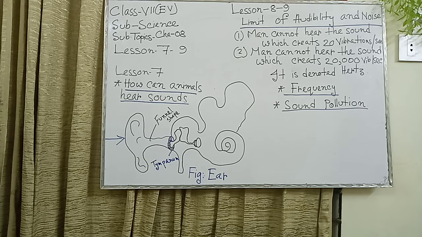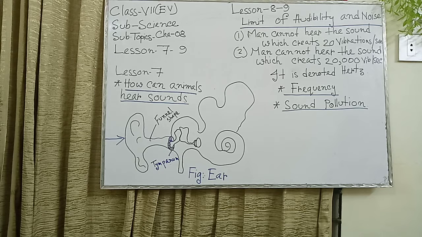Why does the wheat or rice jump up and down? The vibration of sound created by your friend vibrates the balloon. That's why the wheat or rice was jumping. So we know how the vibration of sound vibrates the tympanum. Our next lesson is lesson 8 and 9, limit of audibility and noise.